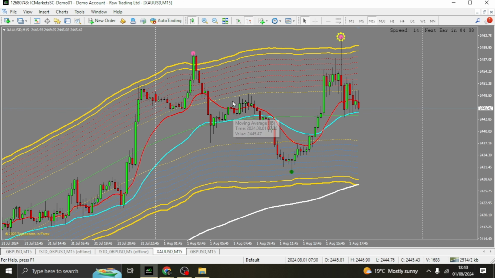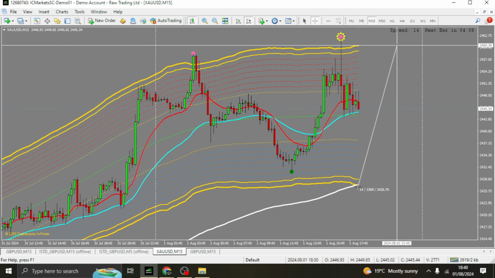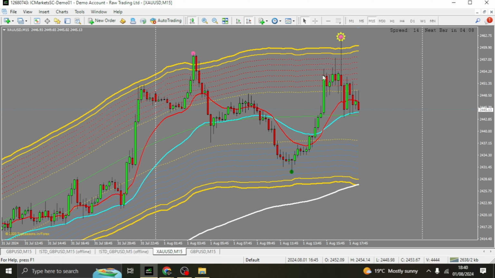The good thing about this indicator is that it shows the market ranges. In my opinion it's better than a Bollinger Band. You can see it shows the range of the market. The market has been in this range of about 300. Oh no, this is gold, 300 pips. So the market is in this range.